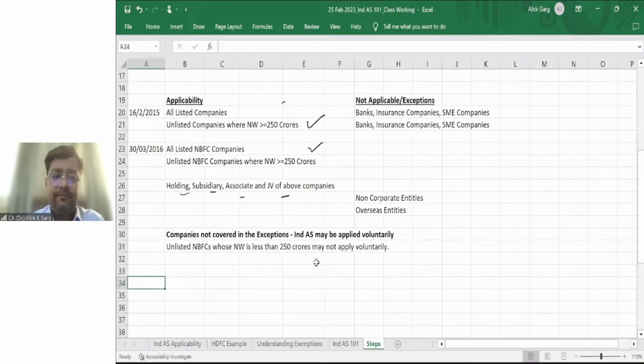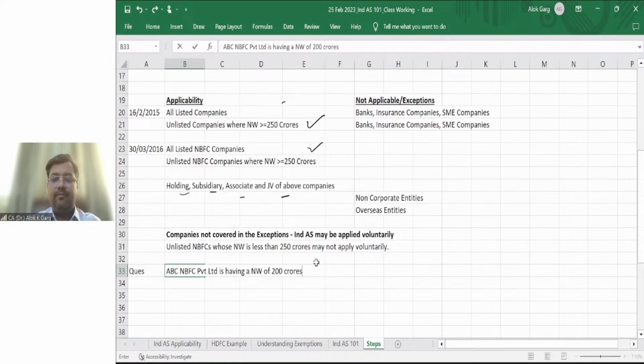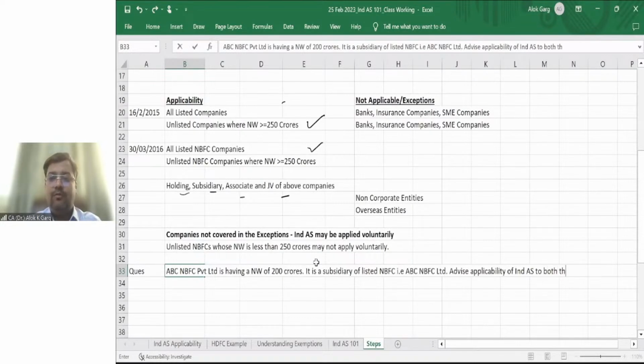But let me tell you, for example, let's discuss a situation. ABC NBFC Private Limited, right? Private Limited has a net worth of 200 crores. It is a subsidiary of a listed NBFC, that is, let's say ABC NBFC Limited, right? Advise on the applicability of Ind AS to both the companies.